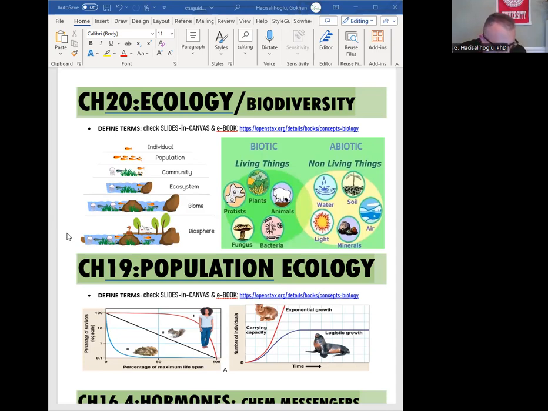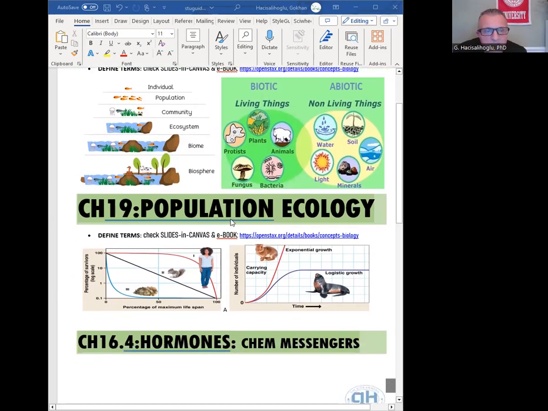Make sure that you actually read chapter 20 from the Orange Book, and then look at the questions at the end. Next, we're going to look at chapter 19, which is population ecology.